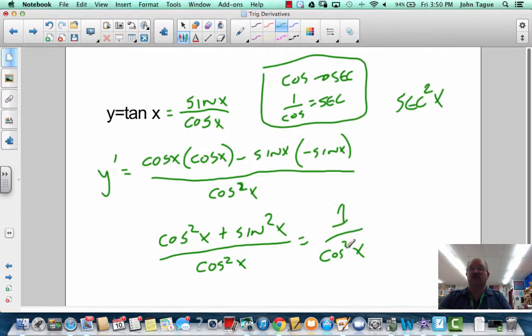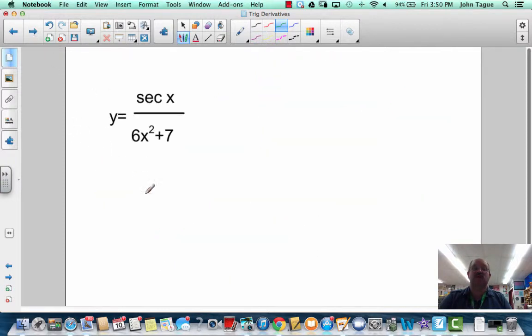So would it seem reasonable that 1 over the cosine squared is equal to the secant squared? Lo and behold, we have it. Okay, so we would never have to do that again. We just have to remember that the derivative of tangent is secant squared. One of those 8 or 10 things I want you to use.